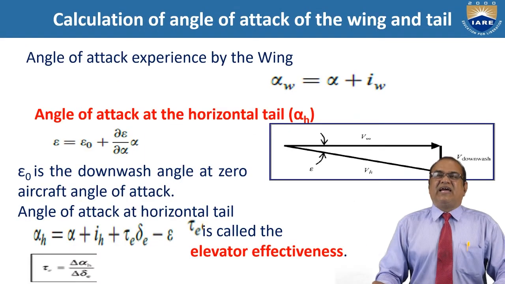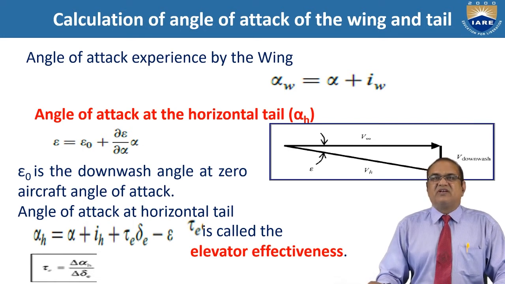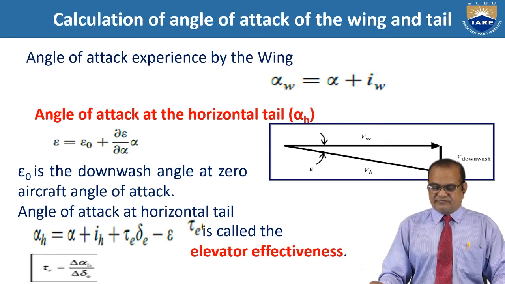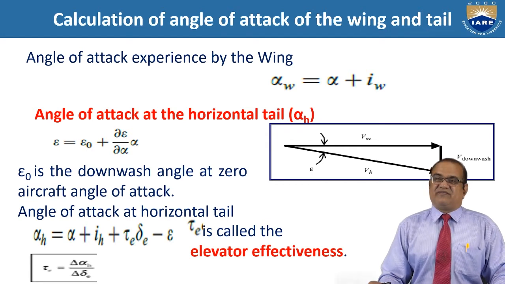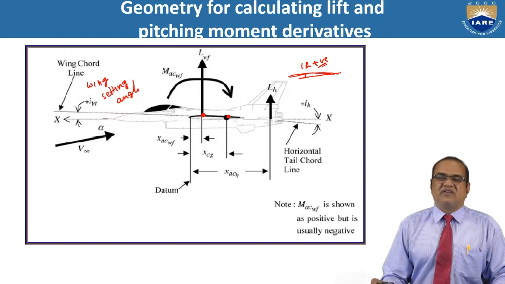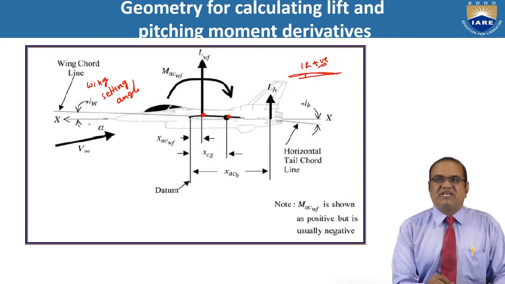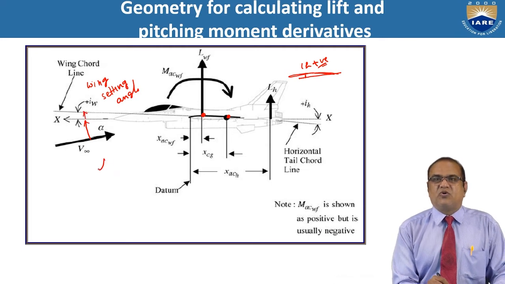Here we have to see the calculation of the angle of attack of the wing and the tail. If you see the angle of attack experienced by the wing, alpha W is equal to alpha plus IW. You can see here in this diagram, this is the alpha and this is the IW. So the total alpha W experienced by the wing is alpha plus IW.